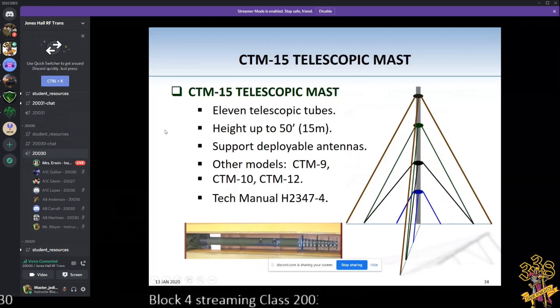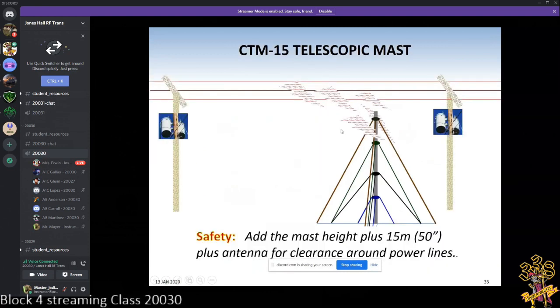The CTM telescopic mast, we've been doing this one, so you know it has 11 tubes that you put together. When it's fully erected, it's 15 meters long, which is approximately 50 feet. Use it to support your other antennas. The mast height plus 15 meters or 50 feet, or as the TO says, at least 100 feet from the power lines.